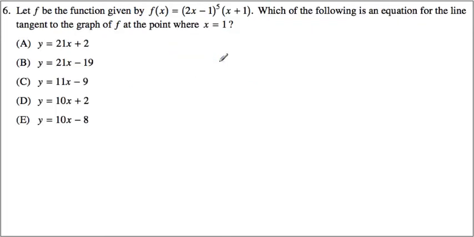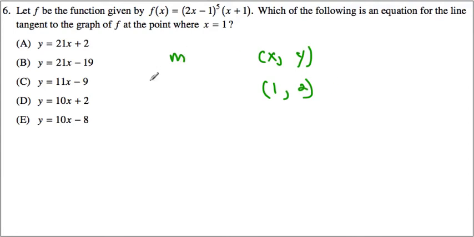Alright, number 6. Let f be the function given in that way, and then the tangent line. Whenever we're looking at a tangent line, we need 3 pieces of information: the slope, the x value, and the y value. In fact, we know the x value, which is equal to 1. Can we find out the y value? Yes, because once you plug in 1 in this place, this portion is equal to 1, so we end up getting 2.